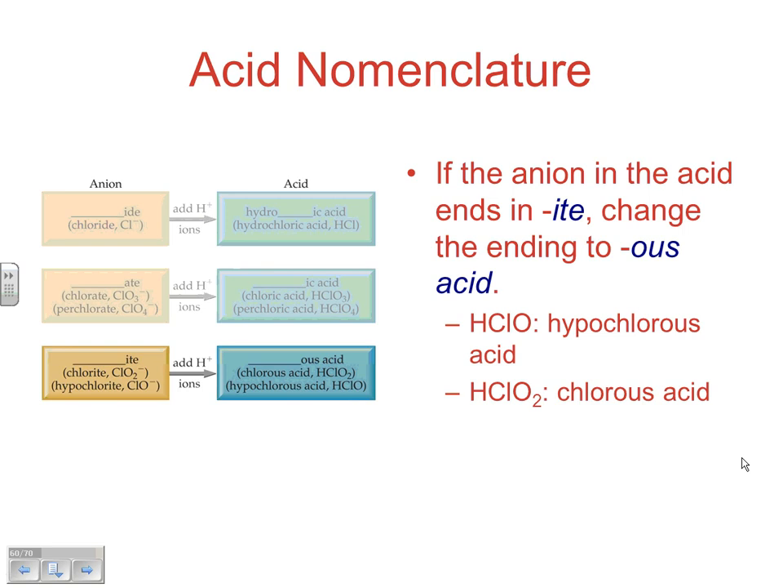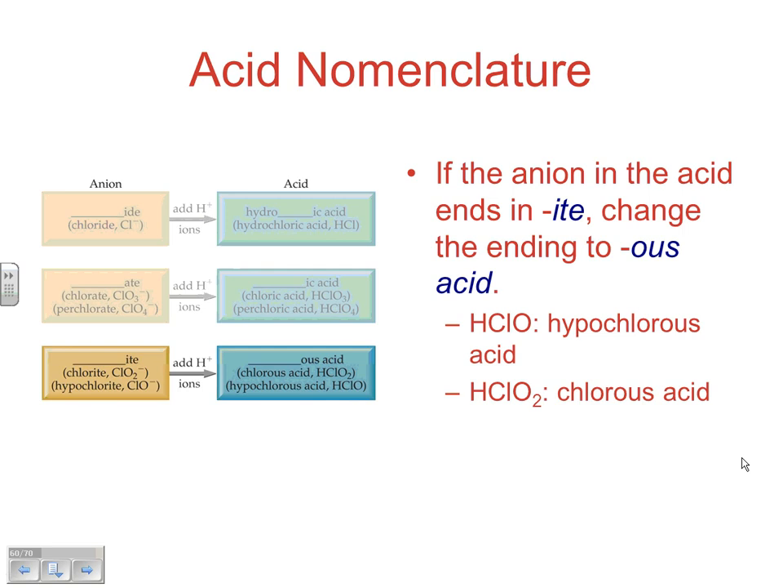Cuprous was the lower charge state one. So when you have the lower oxygen situation, the ite, then you get the us name as an acid. So HClO would be hypochlorous acid because it came from the hypochlorite. So now it becomes hypo-ite, so now it becomes the hypo-us. Whereas chlorite was just chlorite. Remember, ite becomes us here. So chlorite becomes chlorous acid.